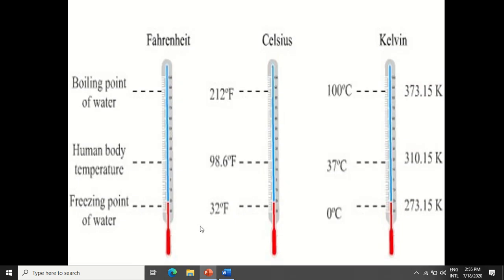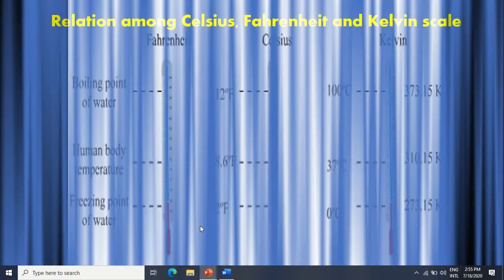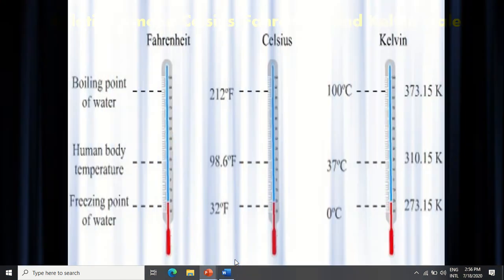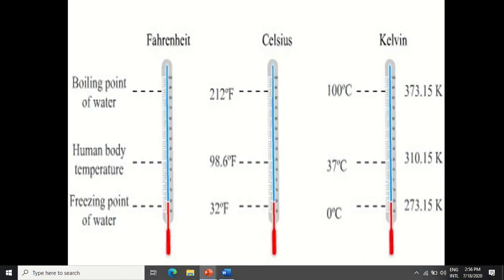Here I have given a relation among the Celsius, Fahrenheit and Kelvin scales. Boiling point, which we have already discussed in the previous slide: boiling point of water is 212 in Fahrenheit, 100 in Celsius, and in the Kelvin scale it is 373.15 Kelvin.